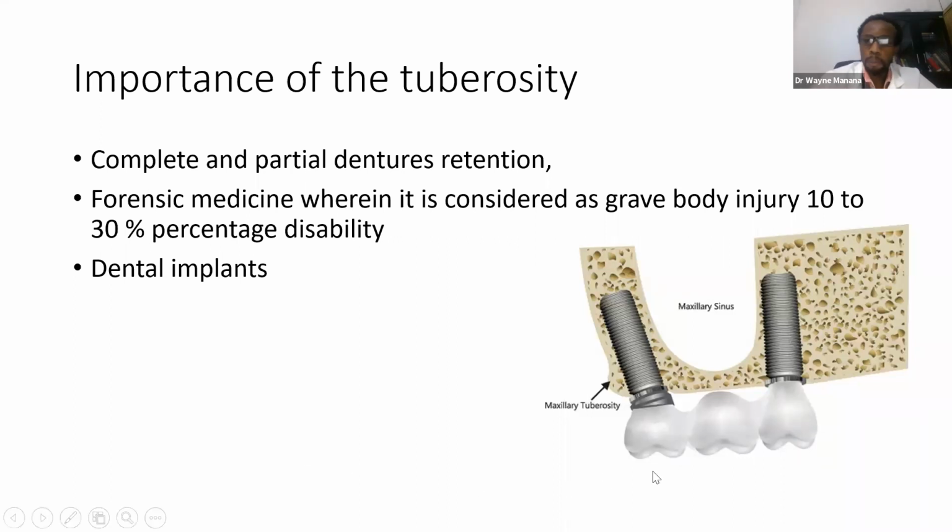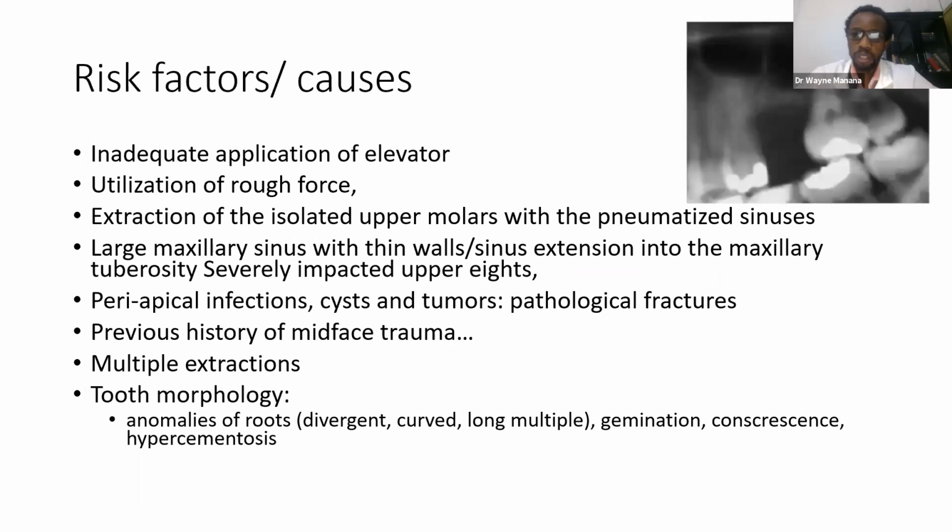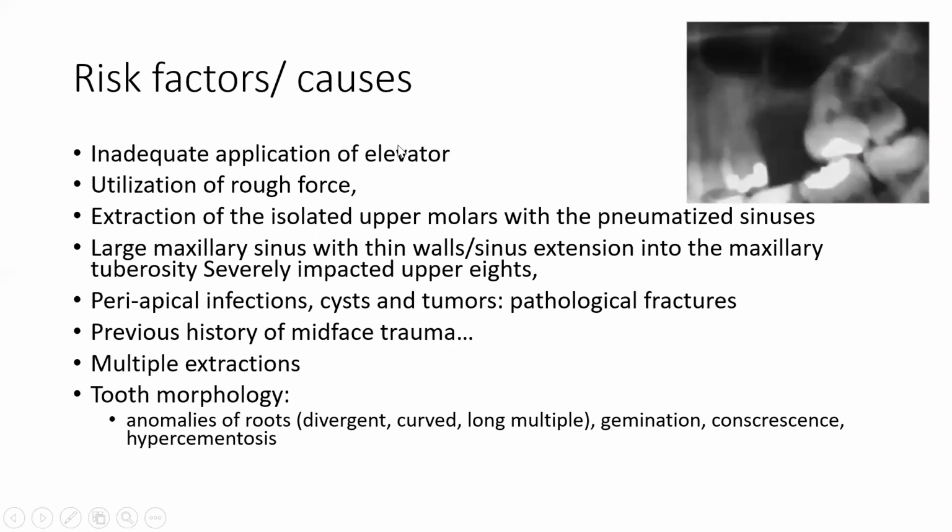And nowadays, for patients where there is pneumatization of the sinuses and very thin bone, you would want to put your implants in the tuberosity. So you want to preserve the maxillary tuberosity. And which patients usually end up with fracture of the maxillary tuberosity? And what are the risk factors? Usually the way we apply our elevators, if we are too rough, or use a lot of force or inadequate force, you break the tuberosity. And this is a very important category, isolated upper molars.